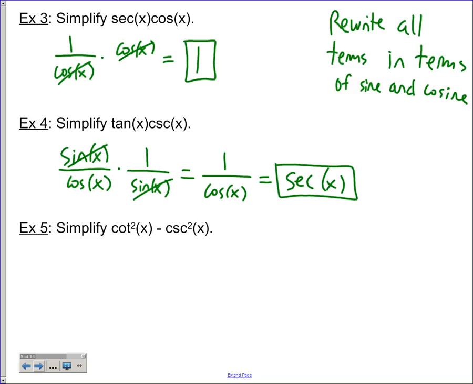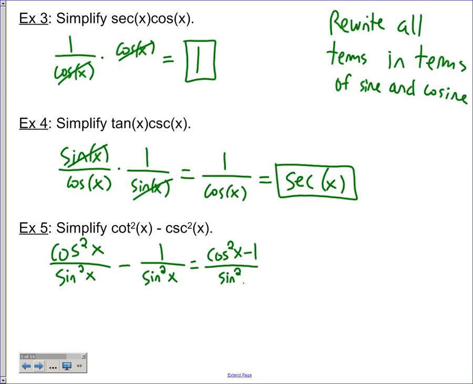Okay, in our last example, we've got cotangent squared x minus cosecant squared x. So let's go again in terms of sine and cosine. So cotangent would be cosine squared x over sine squared x. And we're subtracting 1 over sine squared x since we're using our reciprocal identity. And this in total is going to give us cosine squared x minus 1 all over sine squared x.